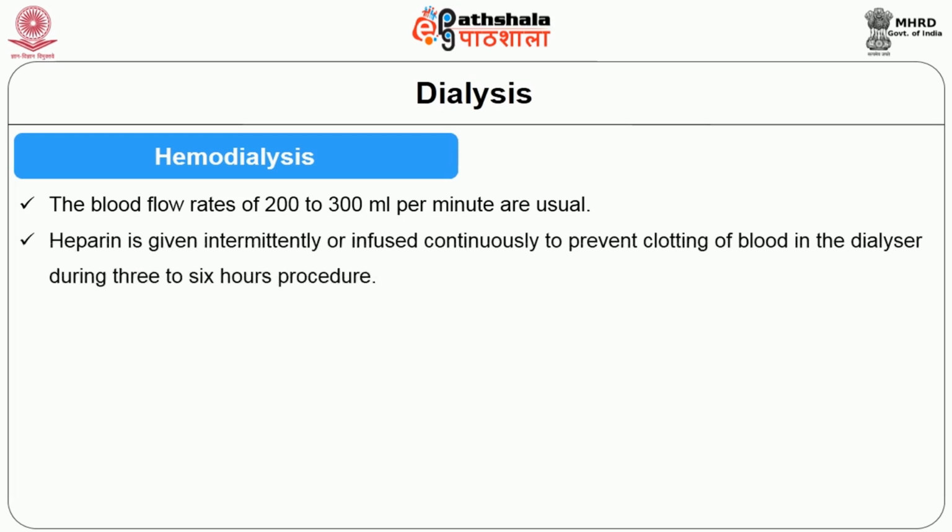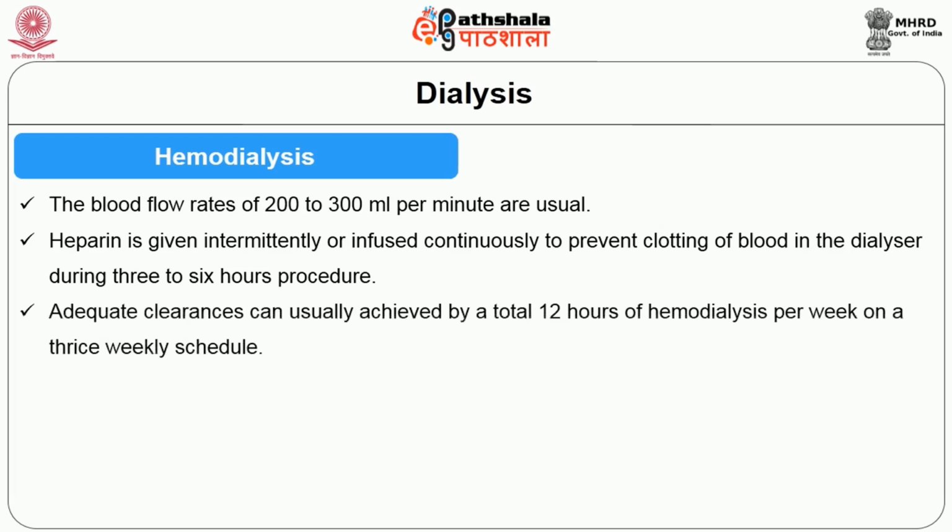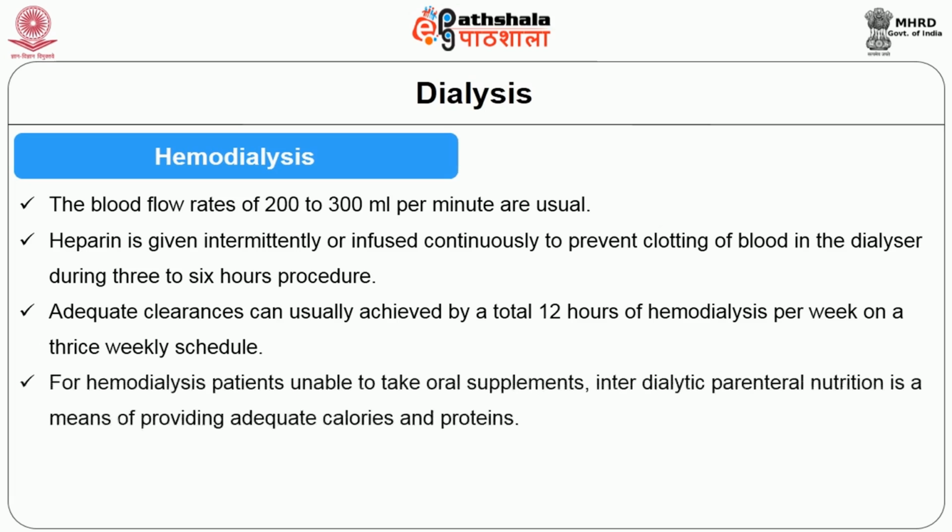Heparin is given intermittently or infused continuously to prevent clotting of blood in the dialyzer during the 3 to 6 hour procedure. Adequate clearances can usually be achieved by a total of 12 hours of hemodialysis per week on a thrice weekly schedule. For hemodialysis patients unable to take oral supplements, interdialytic parenteral nutrition is a means of providing adequate calories and proteins.